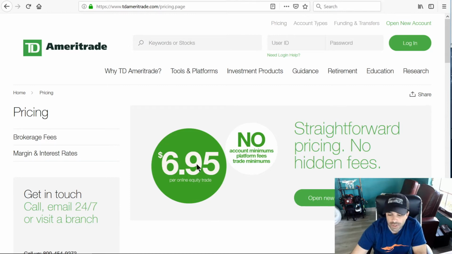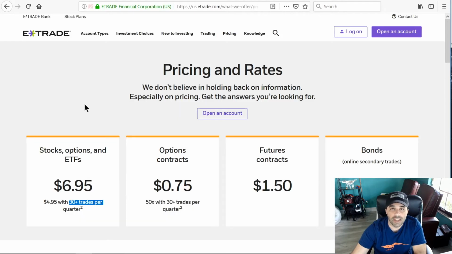This is what you're going to pay with TD Ameritrade, $6.95 per trade. And with TD Ameritrade, you can use Thinkorswim, which is their free trading platform. It's going to allow you to have charts up, level 2, time and sales. E-Trade has E-Trade Pro, which I personally prefer much more over Thinkorswim.